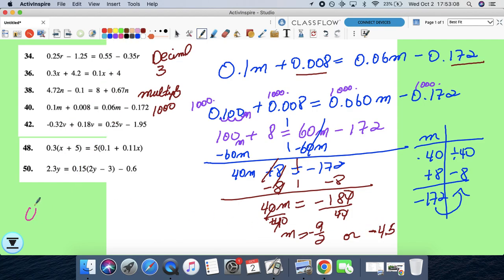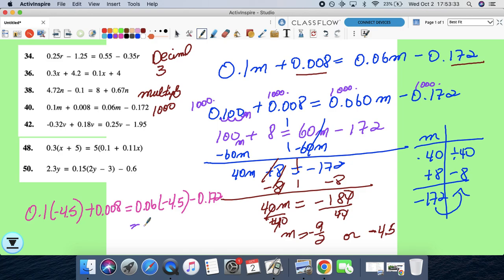So 0.1 times negative 4.5 plus 0.008 equals 0.06 times negative 4.5 and then minus 0.172. God, I hope we're good. So let's do the left side. I'm going to do the calculator here.